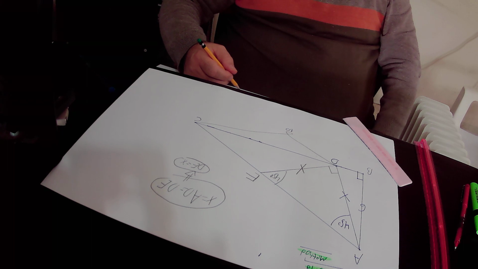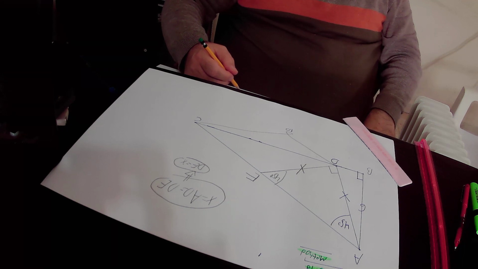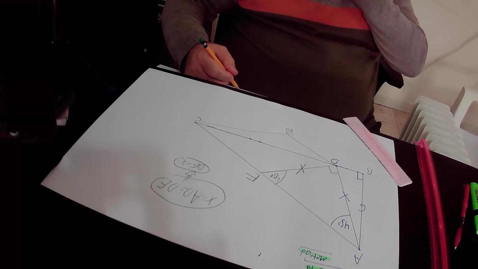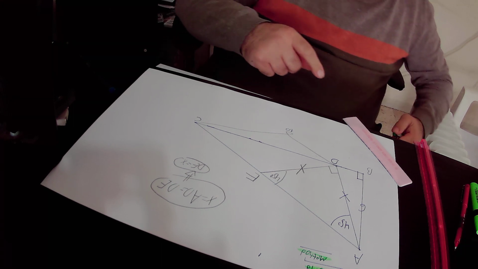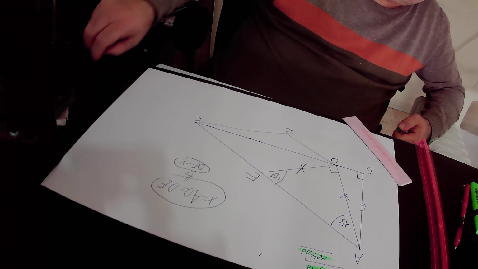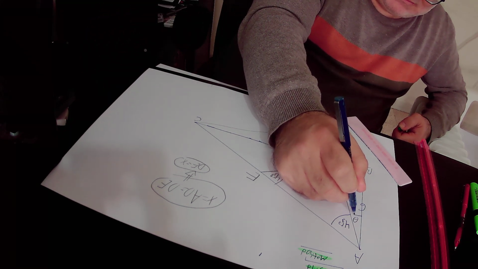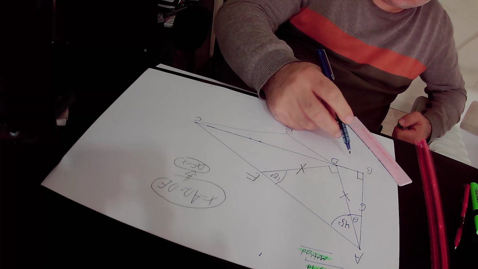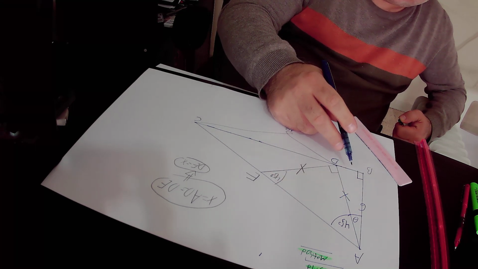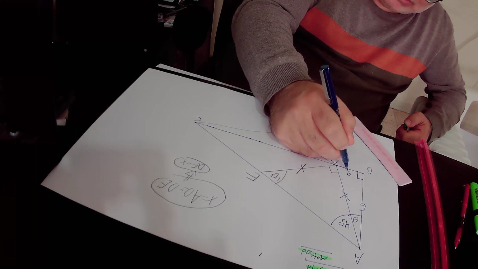In the next step, actually, we will define angle BAD as theta. If angle BAD in the right triangle ABD equals theta, then this angle must be equal to 90 degrees minus theta.